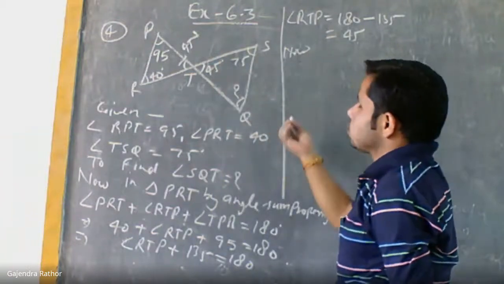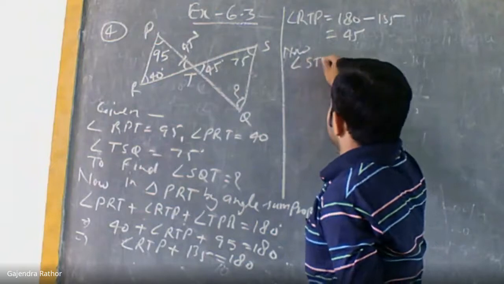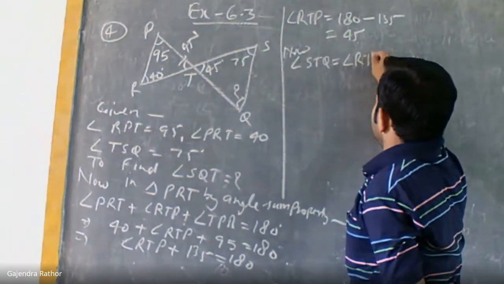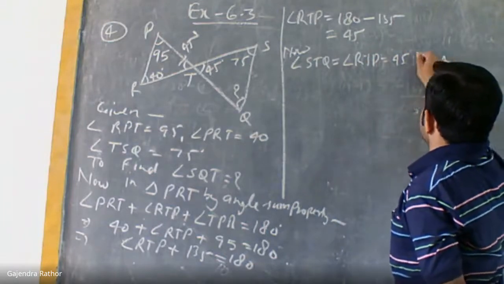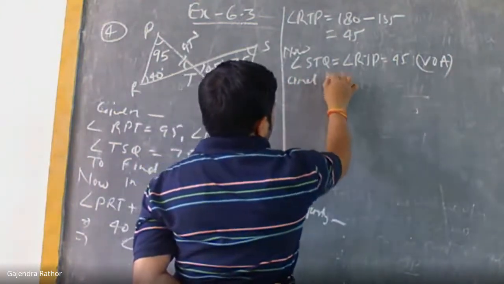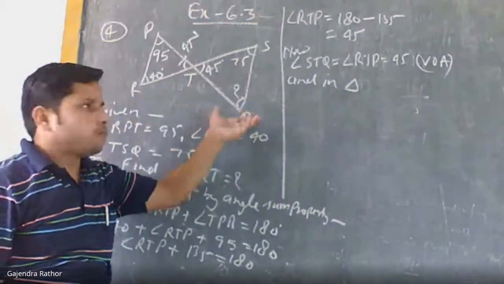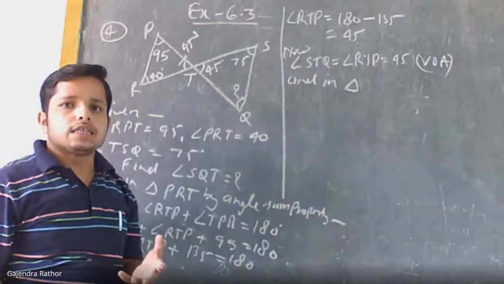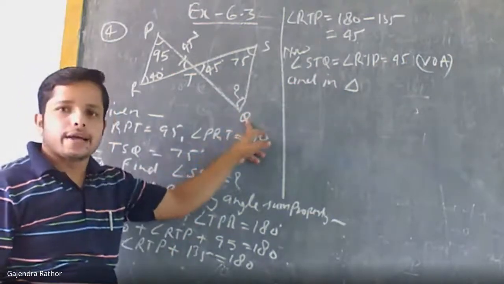We can also write angle STQ is equal to angle RTP is equal to 45, vertically opposite angles. Now once again in triangle, in this triangle we have two angles, 1 and 2. So again, by using angle sum property of triangle, we can find the third required angle.